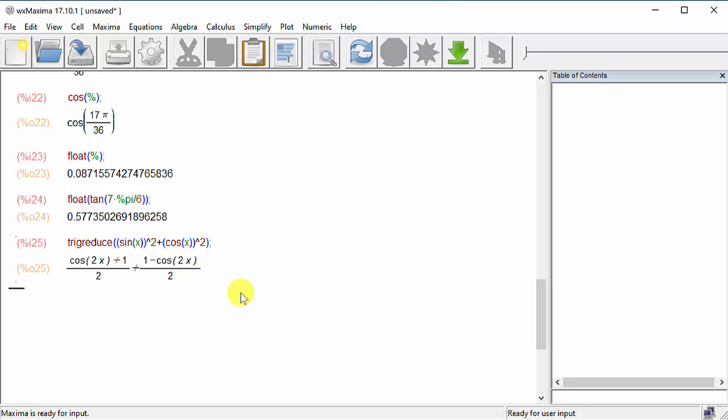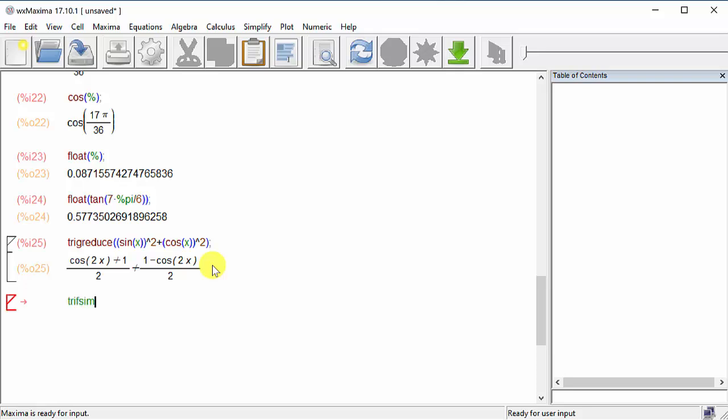That looks kind of weird, doesn't it? Well, if you notice this right here, this would be the sine squared and this one would be the cosine squared. What did it do? It reduced it to its half angle identities, didn't it? You see that? Well, we know sine squared plus cosine squared is 1.